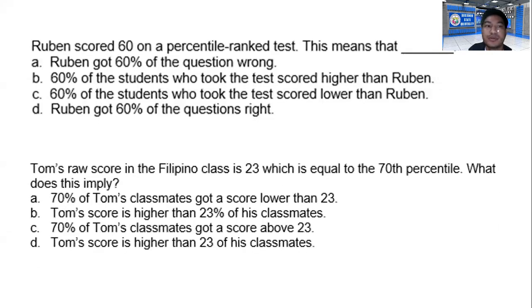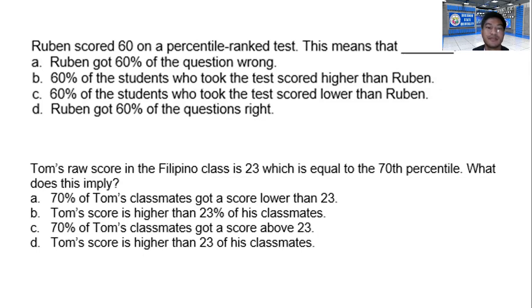Next, Ruben scored 60 on a percentile rank test. This means that, kasi pasabot sa 60 nga score sa percentile rank ni Ruben. A, Ruben got 60% of the questions wrong. Letter B, 60% of the students who took the test scored higher than Ruben. Or C, 60% of the students who took the test scored lower than Ruben. Or D, Ruben got 60% of the questions right. The answer is letter C. 60% of the students who took the test scored lower than Ruben.